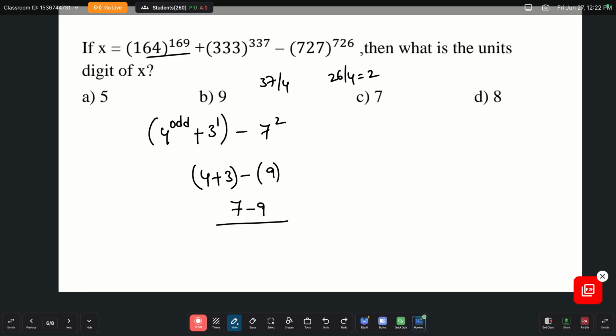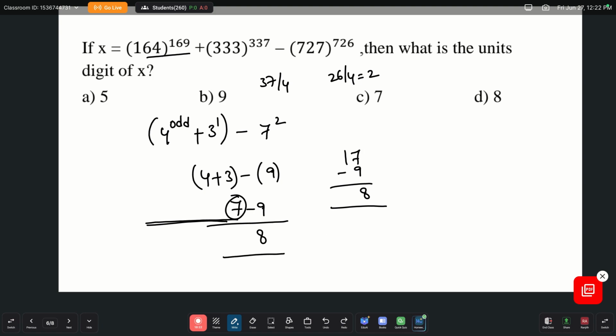So that will be equal to 3 power 1 minus 7 power, in 7 also after 4 steps we are having the repetition, 26 divided by 4. Remainder will be equal to 2. So that will be equal to 7 square. So 4 power odd will be equal to 4. 3 power 1 equal to 3 minus 7 square equal to 9. So that will be equal to 3 minus 9.